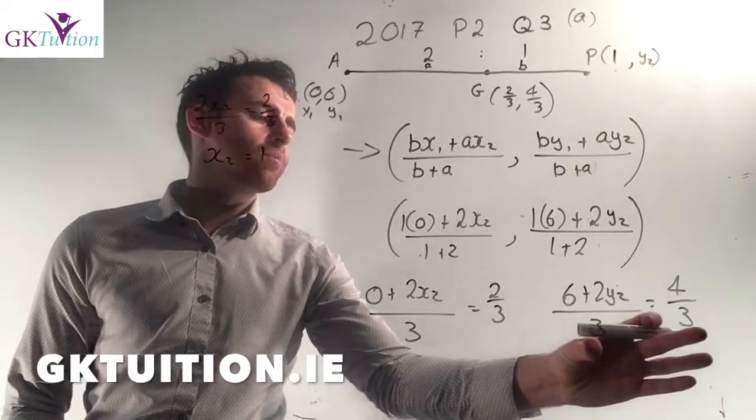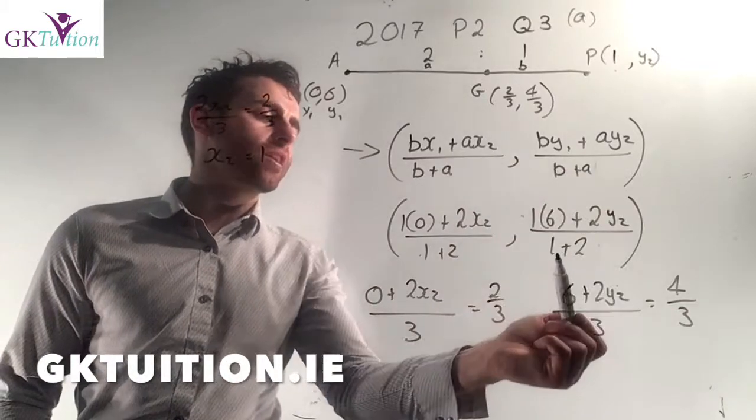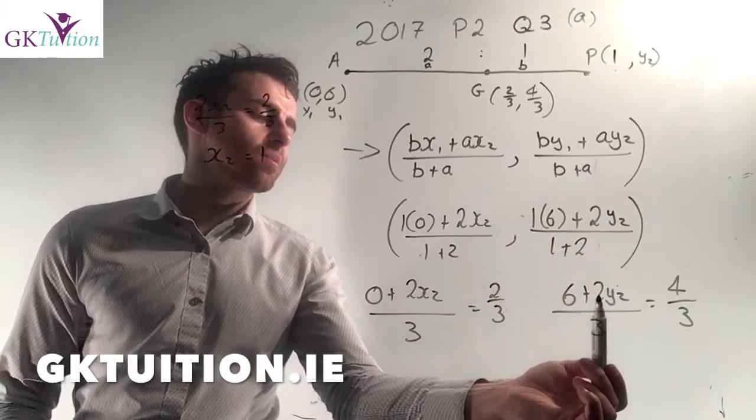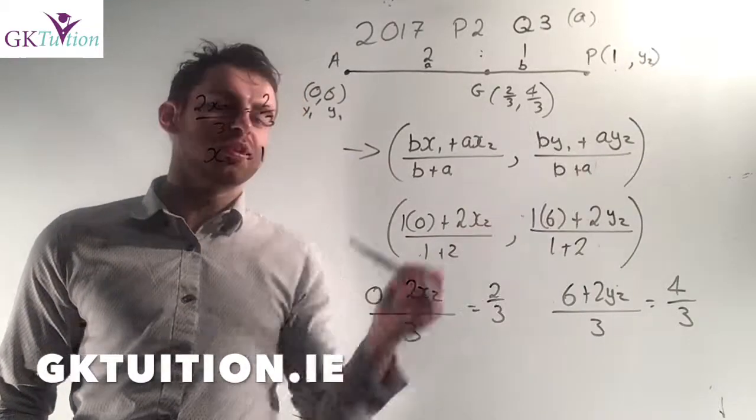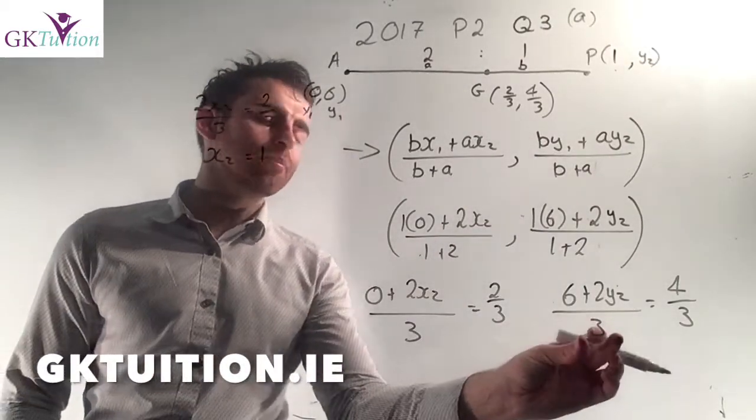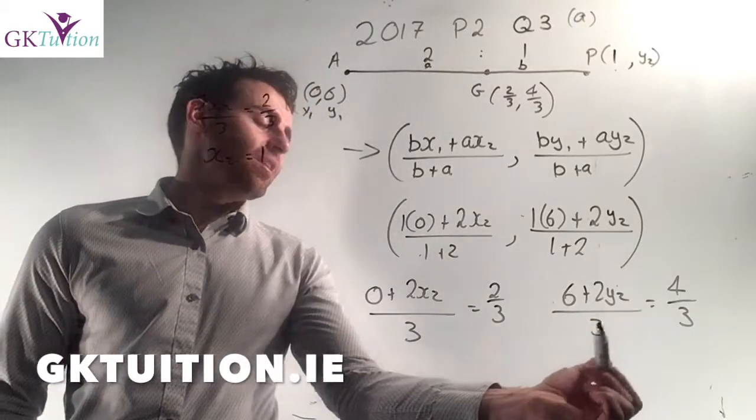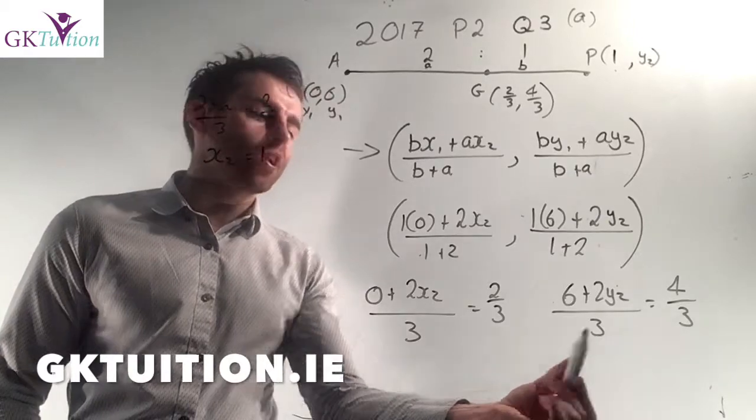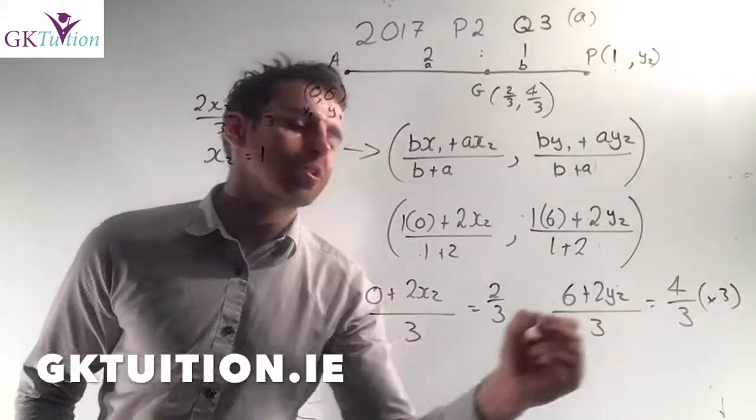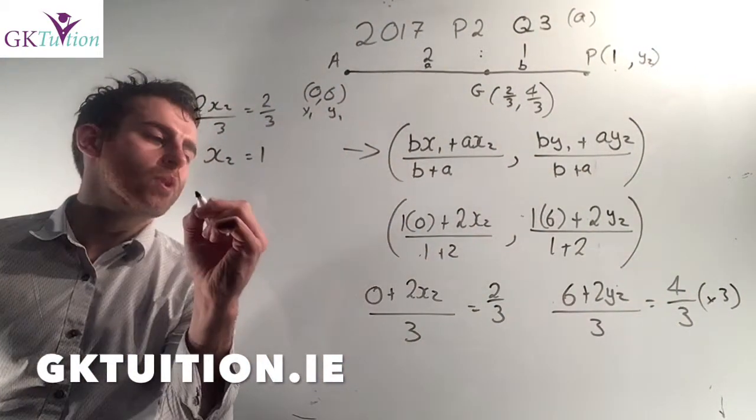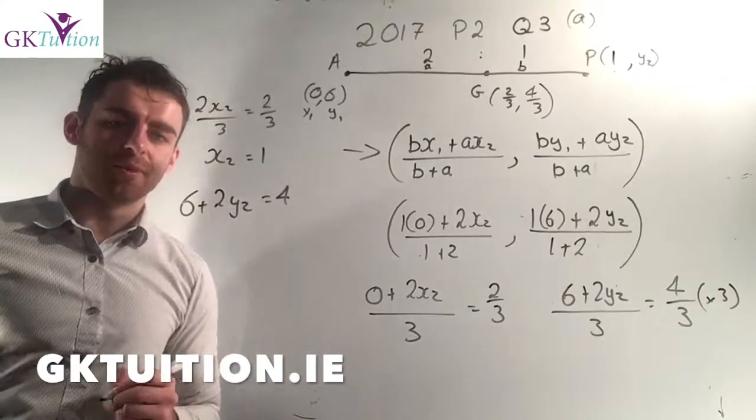I can do the exact same thing with this formula. Using the ratio formula, as far as I can simplify this one down, is 6 plus 2y2 over 3. But I know that the y value is going to be 4/3. So I can let the simplified version here equal to the answer. At this stage, I could multiply both sides by 3 to just get rid of my fraction. If I multiply both sides by 3, my fraction is gone. So I could say that 6 plus 2y2 is equal to 4.